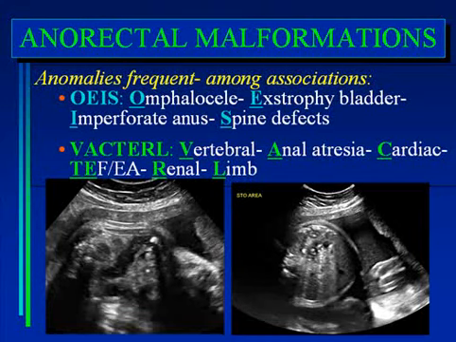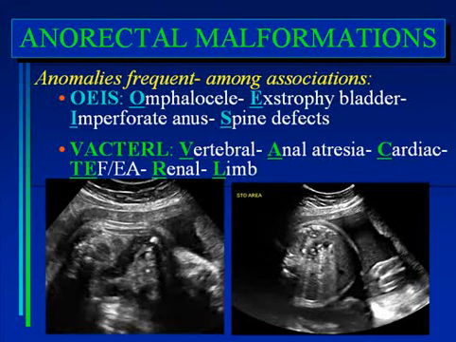Anorectal malformations are seen in conjunction with multiple different abnormalities, multiple anomaly syndromes. Among 2 of the frequent and well-known associations is the OEIS abnormality. That stands for omphalocele, exstrophy of the bladder, imperforate anus, and spine defects. And another common association that is well known is the VACTERAL abnormality, standing for vertebral abnormalities, anal atresia, cardiac abnormalities, TE fistula with esophageal atresia, renal abnormalities, and limb abnormalities.